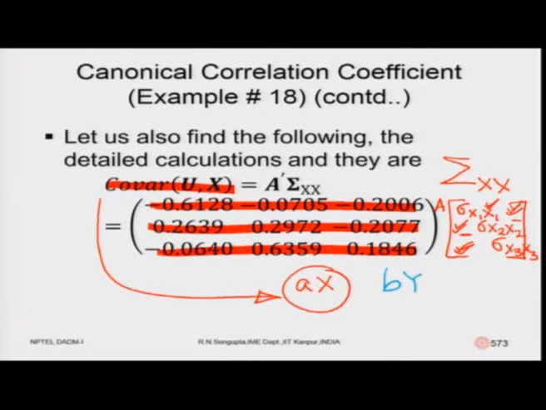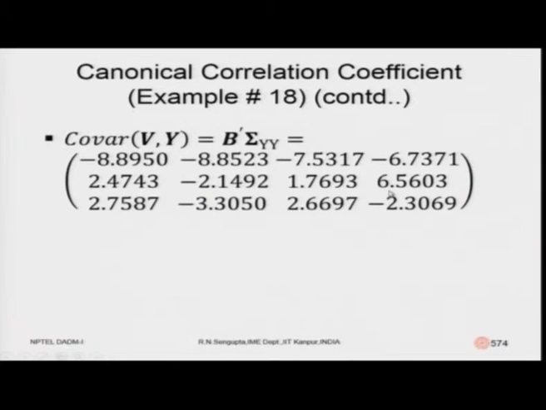Similarly, we need to find the covariances between v and y, which will be the covariances we find out considering b and y. This is how we will do it. So, again if you remember, we have y 11, y 11.